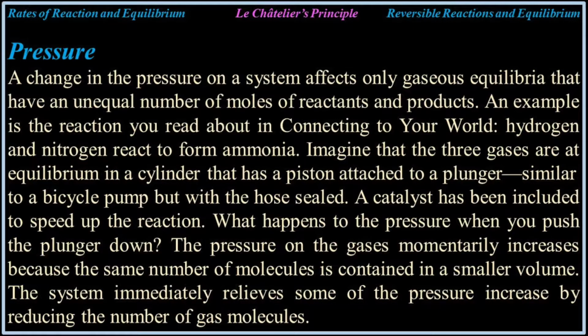Pressure. A change in the pressure on a system affects only gaseous equilibria that have an unequal number of moles of reactants and products. An example is the reaction you read about in Connecting to Your World. Hydrogen and nitrogen react to form ammonia. Imagine that the three gases are at equilibrium in a cylinder that has a piston attached to a plunger, similar to a bicycle pump, but with the hose sealed. A catalyst has been included to speed up the reaction.